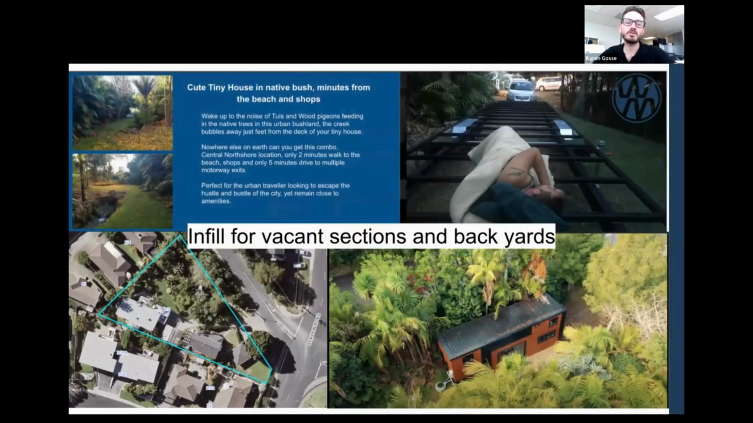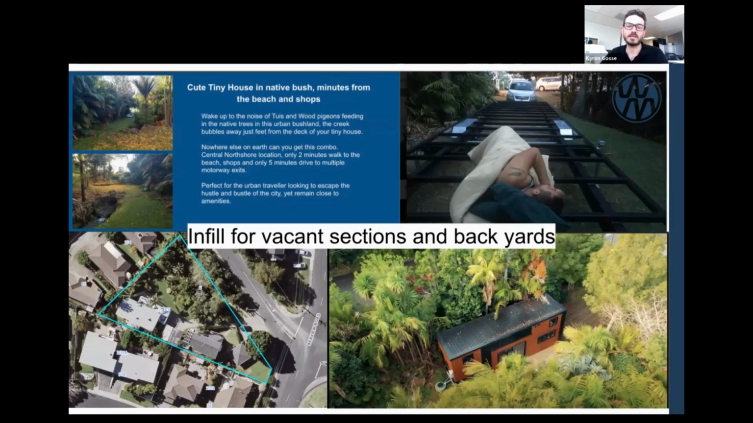You can also use it for infilling on vacant sections. There's been a new rule come through from government forced upon at least all the major cities. I can never get it right. Medium density, I think it's MDRS, medium density residential standards, where in many houses in the major cities, Rotorua included, you're now allowed to build up to 3 dwellings at 3 stories, which means you could actually put a tiny house on there because a tiny house is deemed as a dwelling.